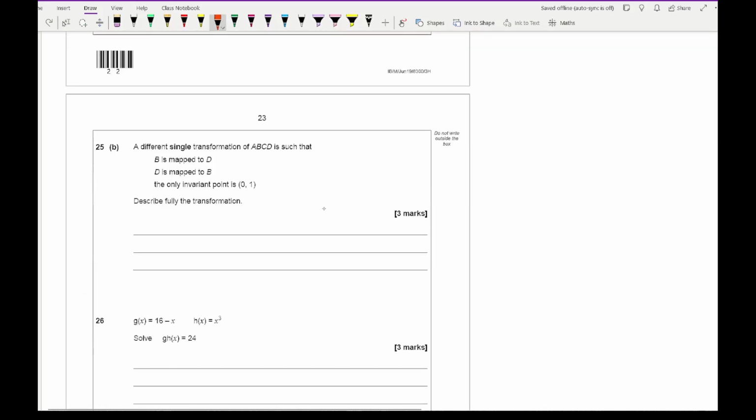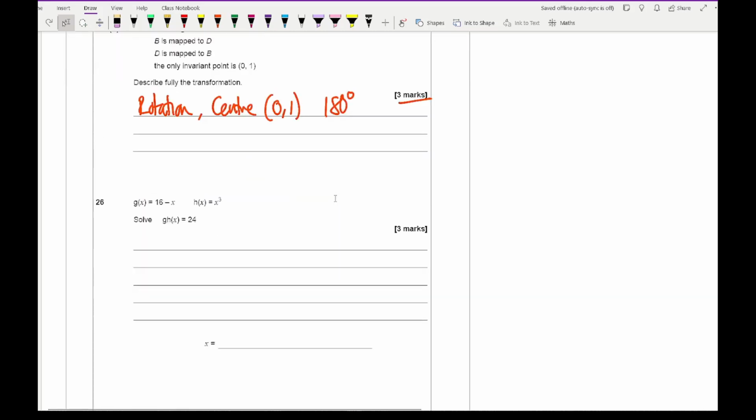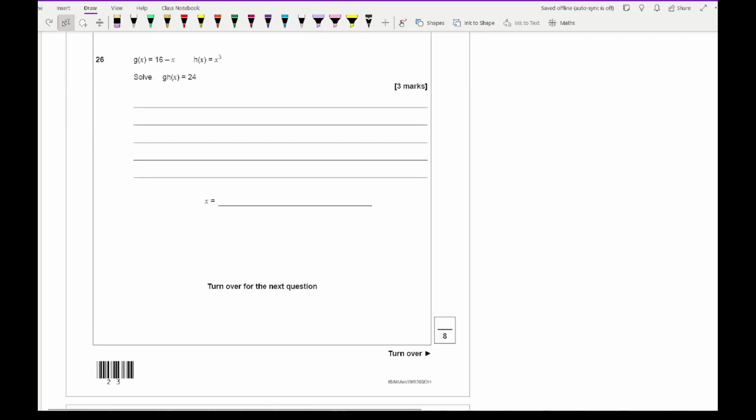So here, whenever I'm talking about a rotation, there's a couple of things I need to add, and especially as it's worth 3 marks. So it's going to be a rotation. The center is 0, 1. And it's at an angle of 180 degrees. Now again, I don't need to write the direction because it's 180 degrees, it doesn't make a difference, but if it was 90 or 270, then I would probably need to write that down. Also, this question would be worth 4 marks.